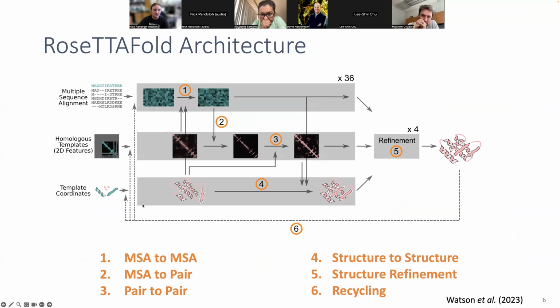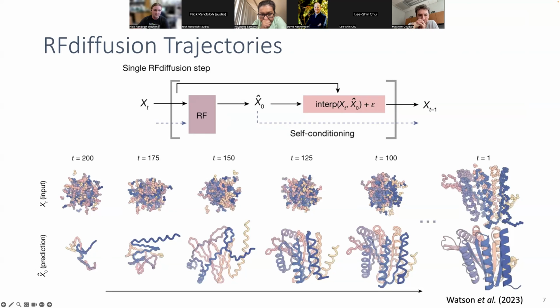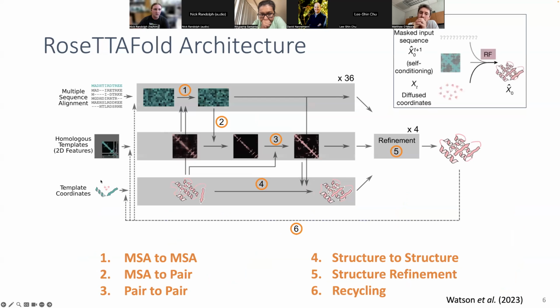And then these slightly denoised coordinates are what are going to be the input template coordinates. Initially this is going to be templates from homologous proteins, but in RoseTTAFold diffusion, this is going to be the actual denoised or diffused coordinates. So these are our noisy coordinates that we're trying to denoise. Does that help? Thank you. Yes. Good.